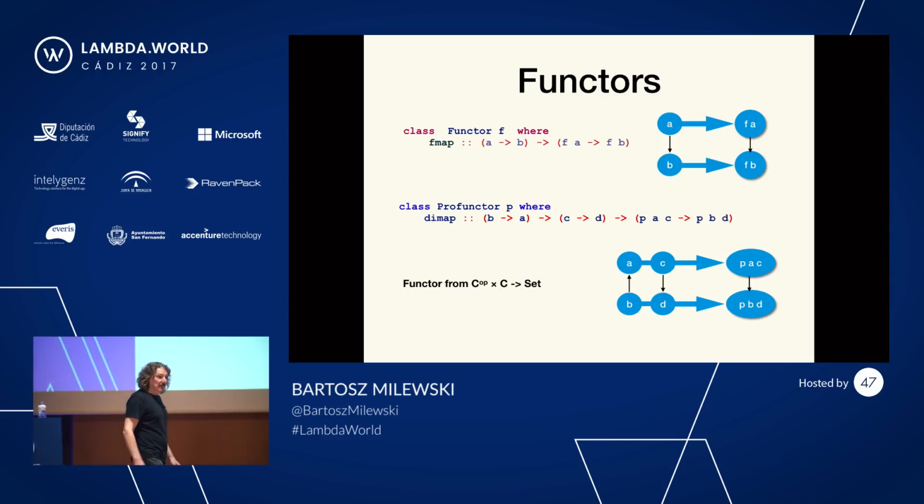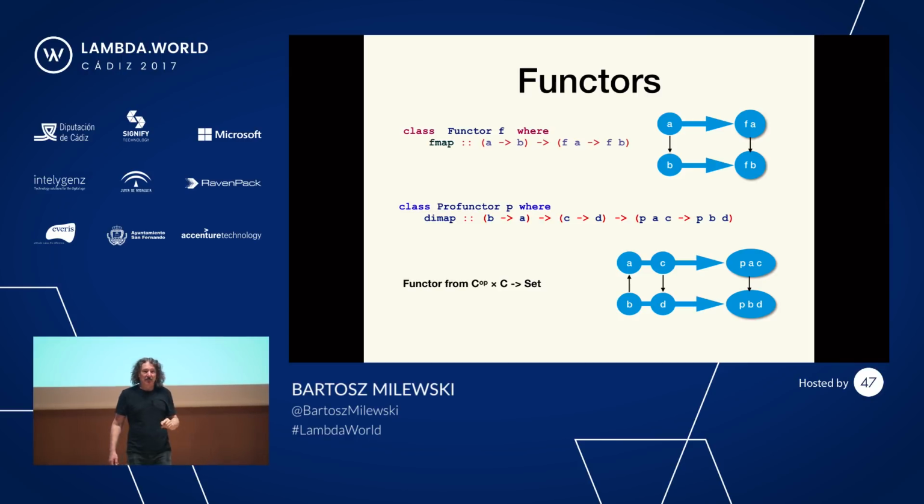Okay, let's start by refreshing some ideas about functors. A functor in category theory is just a mapping between categories. So if you have an object A, look at this picture. You have an object A in one category, you map it into an object FA in another category. You have object B, it's mapped into an object FB.